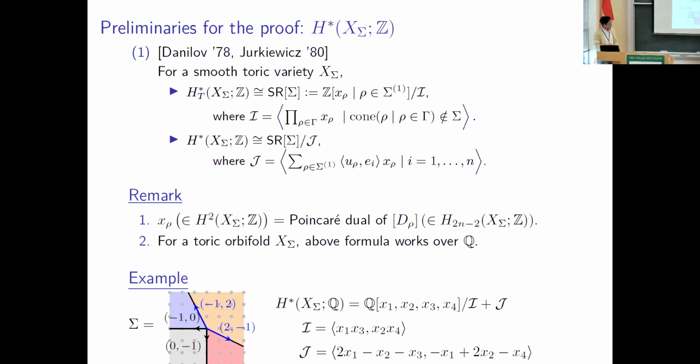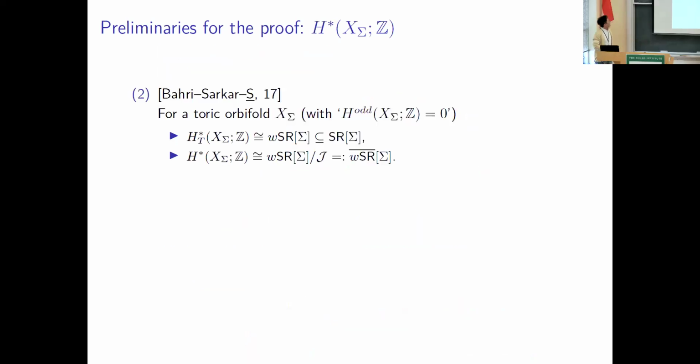All right, for the case of orbifolds, I and my lovely collaborators, Showman and Tony, worked on integer coefficient cohomology ring computation for the case of toric orbifolds.